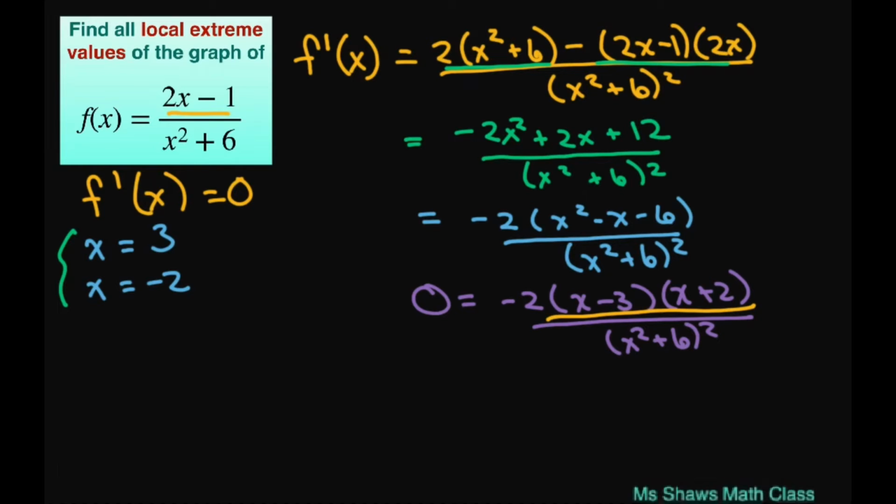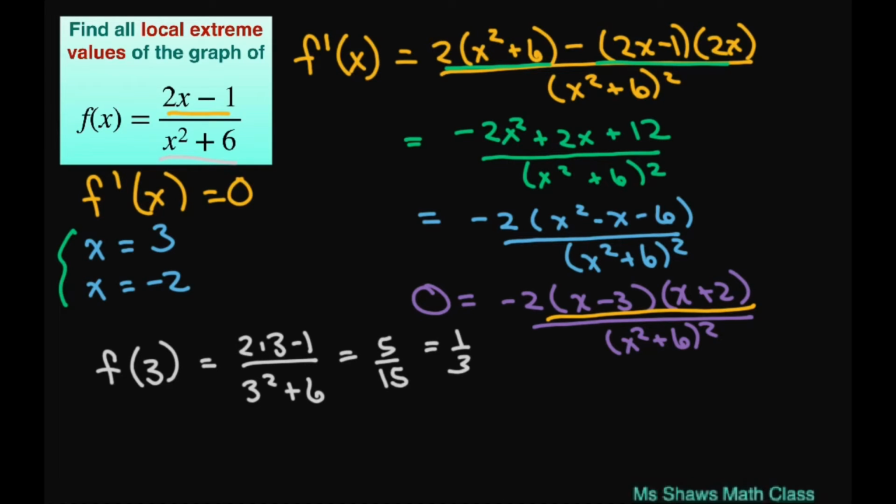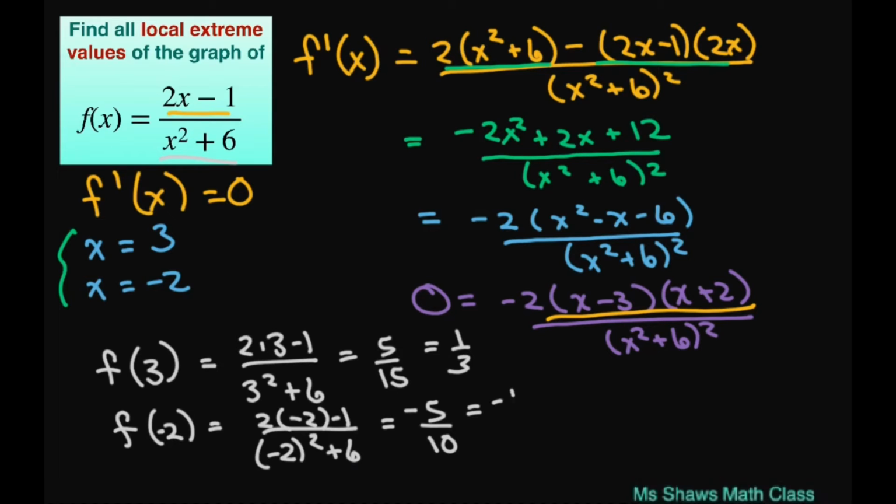So we're going to substitute f of 3 into our original equation. That's going to give you (2 times 3 minus 1) divided by (3 squared plus 6). This is going to give you 5 divided by 15, which equals 1/3. Now let's do f of negative 2. That's going to give you (2 times negative 2 minus 1), all divided by (negative 2 squared plus 6). That's negative 5 divided by 10, which equals negative 1/2.